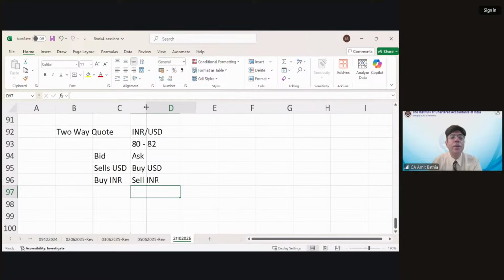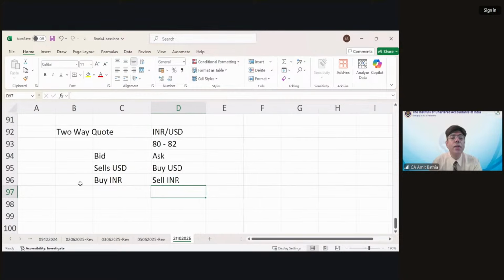Try and understand the difference between the two concepts, right? So at bid, basically what I am doing is at 80 rupees, I am going to buy dollars from the banker, right? And I am essentially going to buy dollars with INR. So bank sells you USD and you are able to buy it with INR, right? So it can be considered as bank is selling USD, or in other words, bank is buying INR from you.